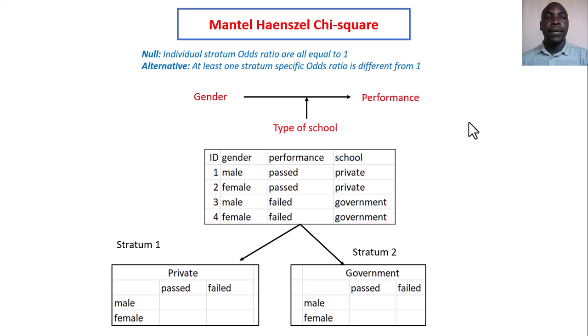So we have the null hypothesis stating that individual stratum odds ratios are all equal to 1, whereas the alternative tells us at least one stratum-specific odds ratio is different from 1. What we mean here is that if we categorize our data based on school, with the privates this side and governments this side, we would expect the odds ratios calculated here to be equal to the odds ratios on this side. If one group has higher odds than the other, it means that this variable, type of school, influences the relationship between 2 categorical variables.